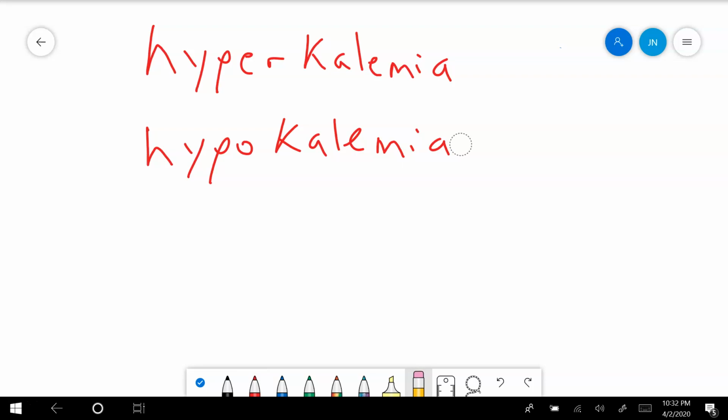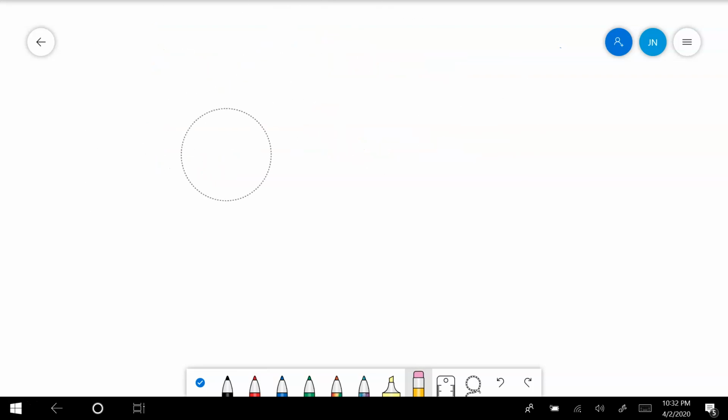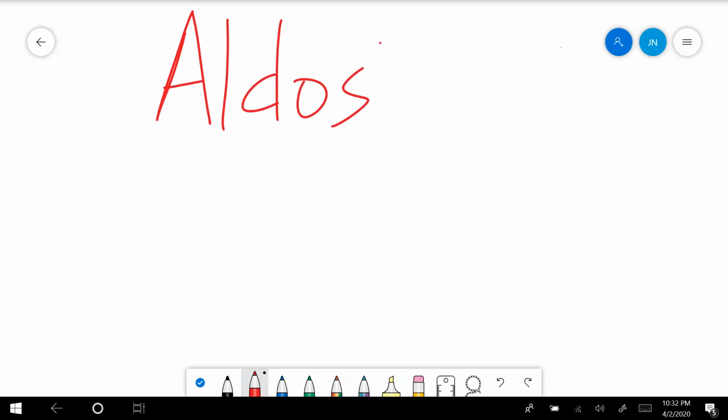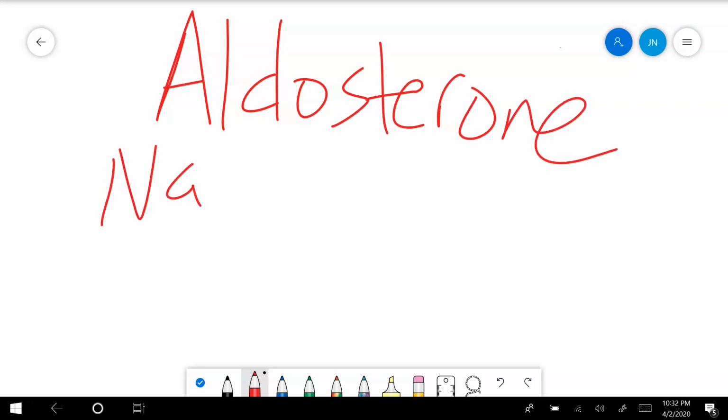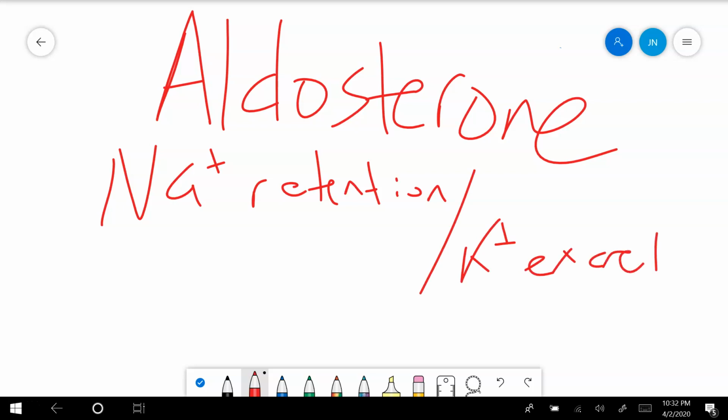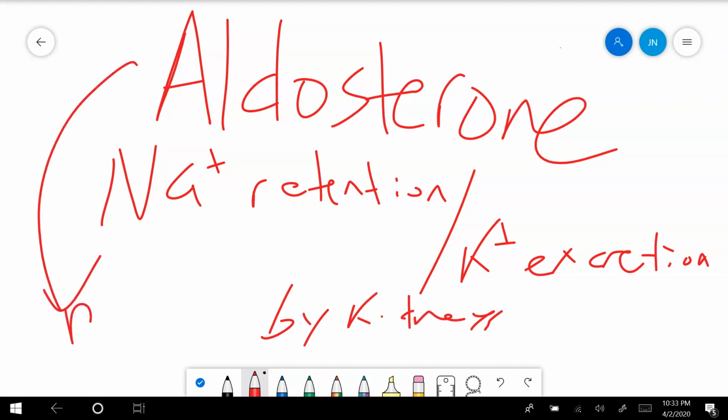Potassium levels are maintained by aldosterone. Aldosterone causes sodium retention and potassium excretion by the kidney. It's going to act at the distal convoluted tubule of the nephron, the very last part of that, where we're fine-tuning the concentration of urine.